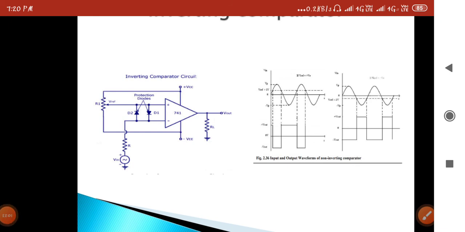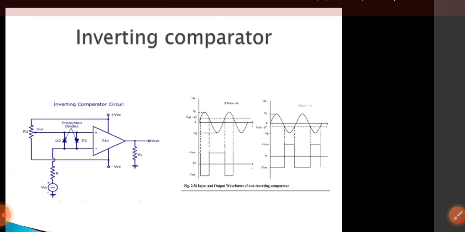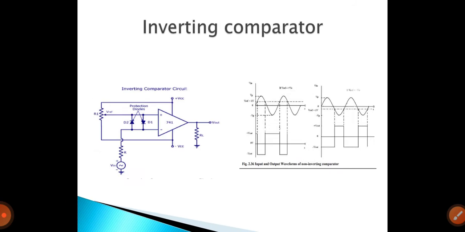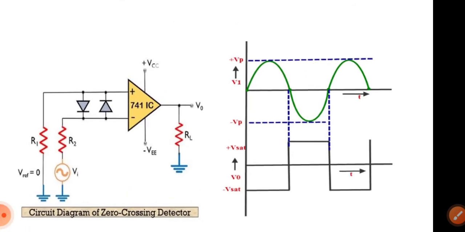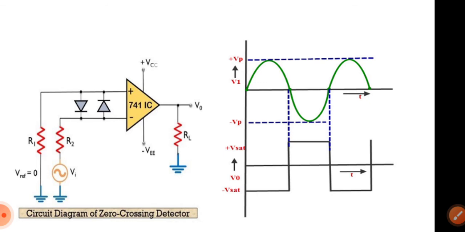Next is the zero crossing detector. The zero crossing detector is also very important for your exams. This is the circuit of the zero crossing detector. Here also we are using two protective diodes. You have to identify whether it is inverting or non-inverting. It is an inverting circuit. Why? V in is connected to the inverting terminal of the op amp. That's why it is an inverting circuit.